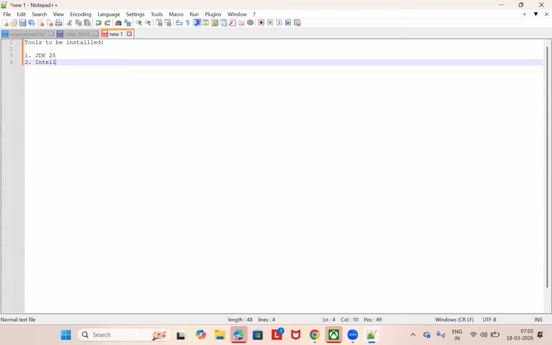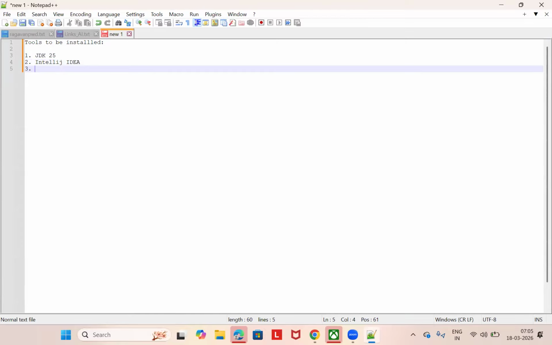The editor that I'll be using in the class is IntelliJ IDEA. Then I'll say Git Bash. So these are the three primary tools that we need to install for now. Any other tools that need to be installed, we'll be discussing in the further classes. I hope I'm clear at this point.